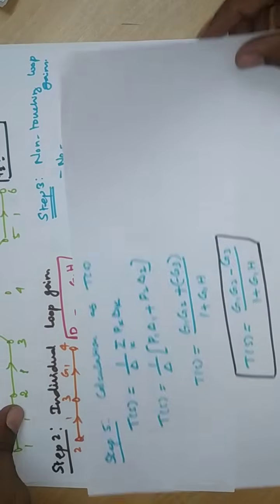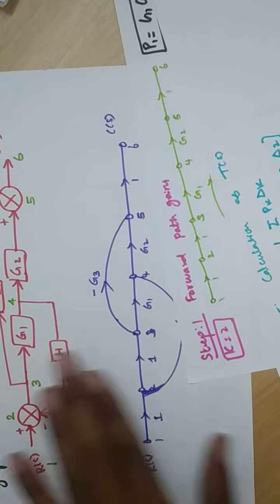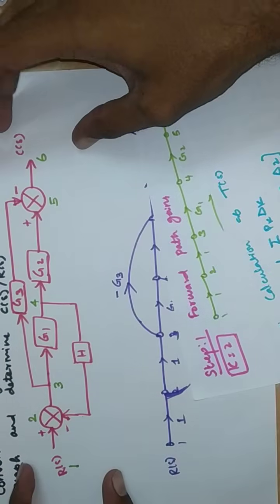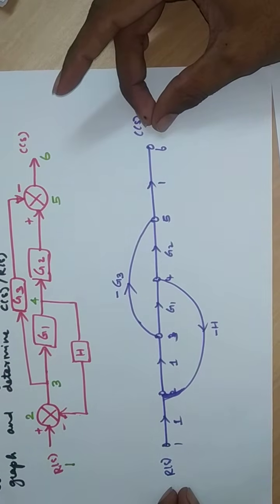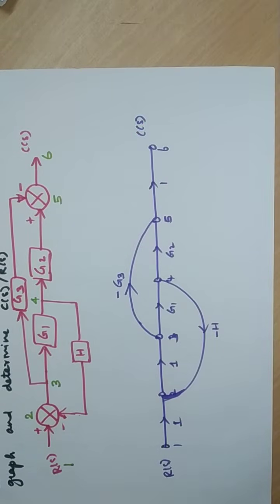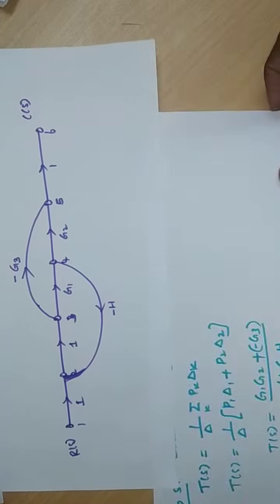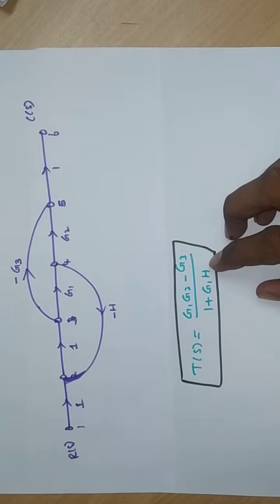A very important thing to note here is that the system is completely equivalent. A system can be represented by means of this block diagram, or otherwise, equivalently, it can be represented like this signal flow graph. Both are the same. With the help of Mason's gain formula, we are saying that the gain for this signal flow graph is G1 G2 minus G3 by 1 plus G1H. I told you both are equivalent.